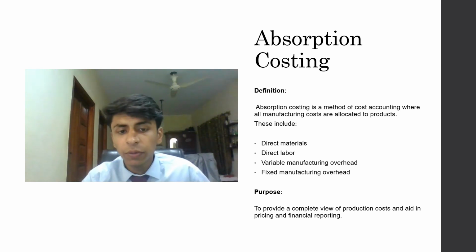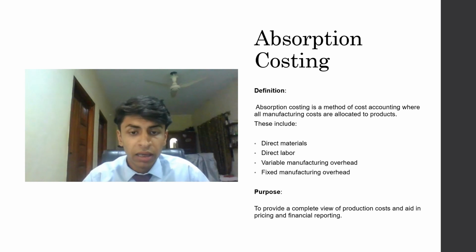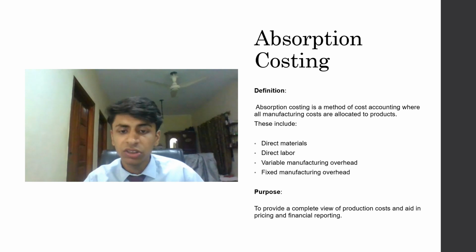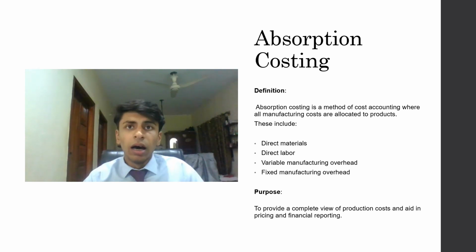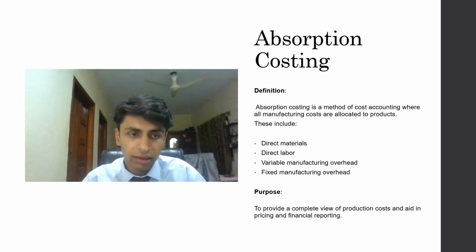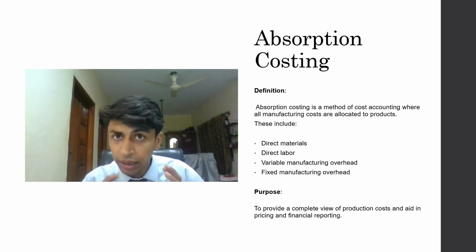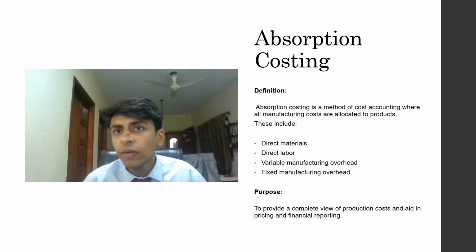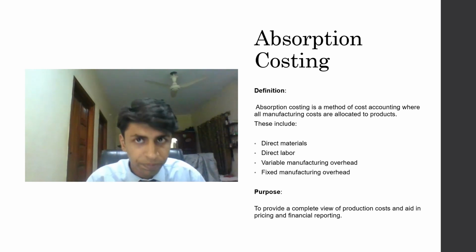In this video, we'll be covering absorption costing. First of all, we need to define what absorption costing is. Absorption costing is also known as full costing. It is a method of cost accounting where all manufacturing costs are allocated to products, whether they are variable or fixed. This method ensures all the production costs are included, which include direct material, direct labor, and both fixed and variable manufacturing overheads, which are absorbed into the cost of the product.